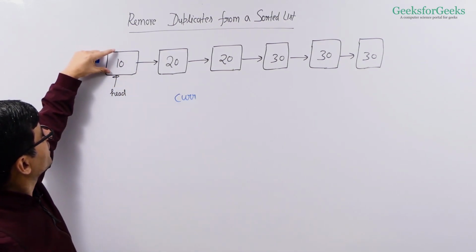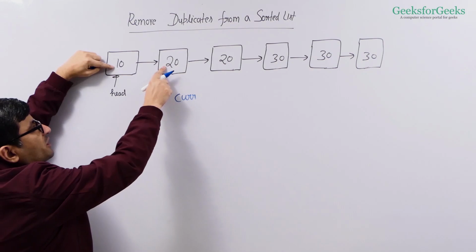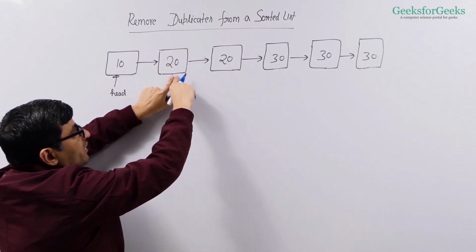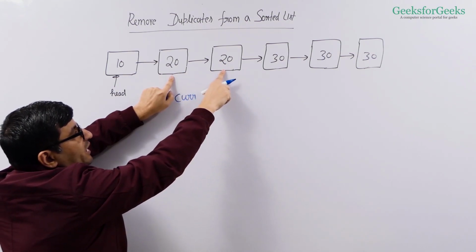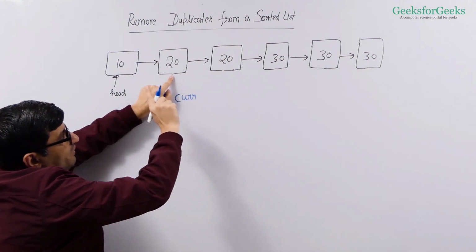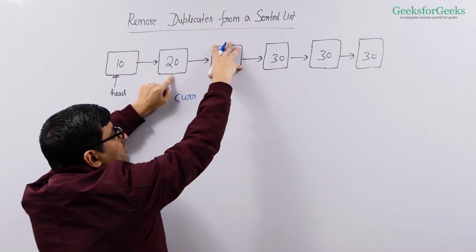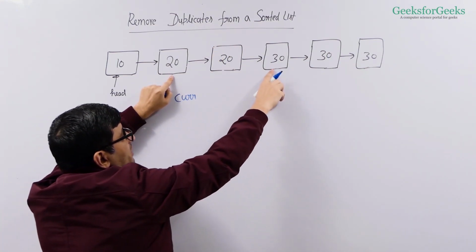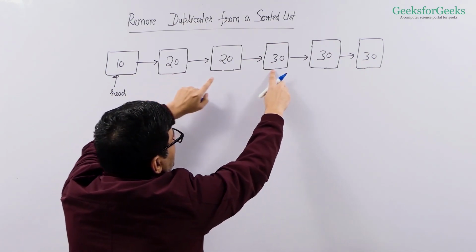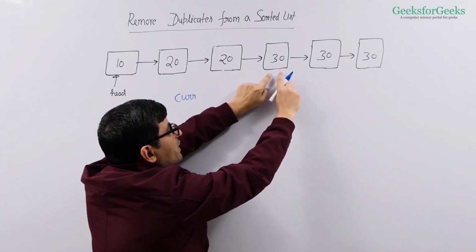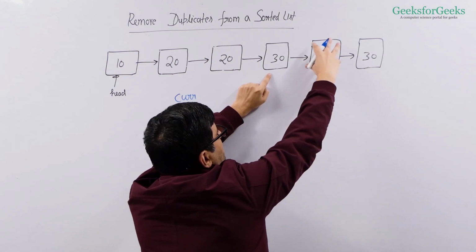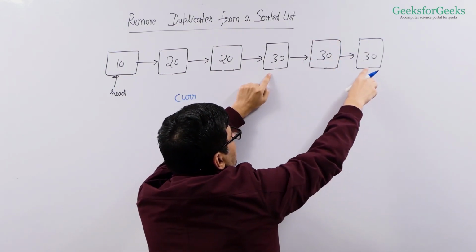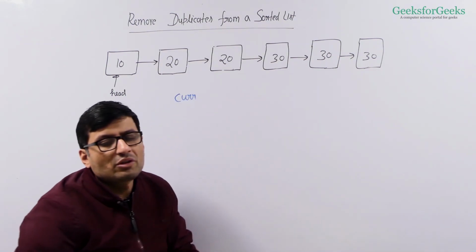So when you begin from here, this data and this data are not same. So you will not remove this node. You will move current here, right? Now current and current's next data are same. So if they are same, you need to take this node out of this linked list, right? And then you need to change your current to here, right? And once you reach here, again you will compare current with current next data, and this is same. So you need to take out this node from the linked list and you need to change your current here. So that's what we are going to follow.